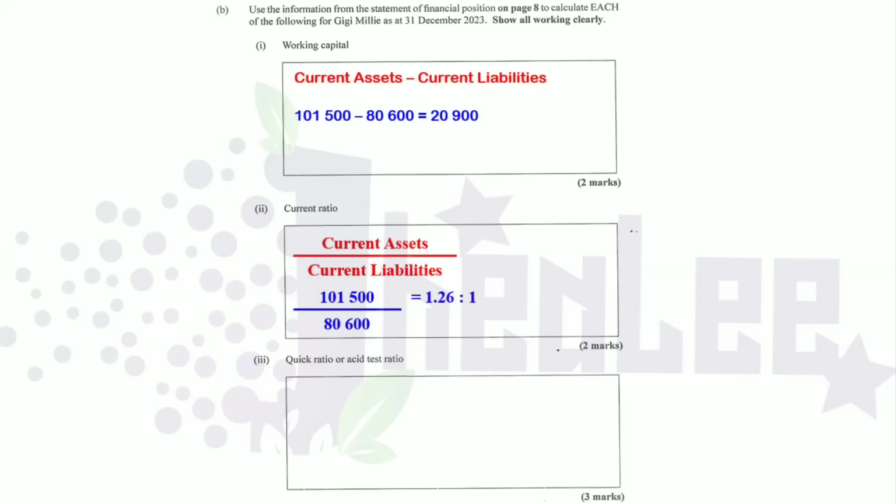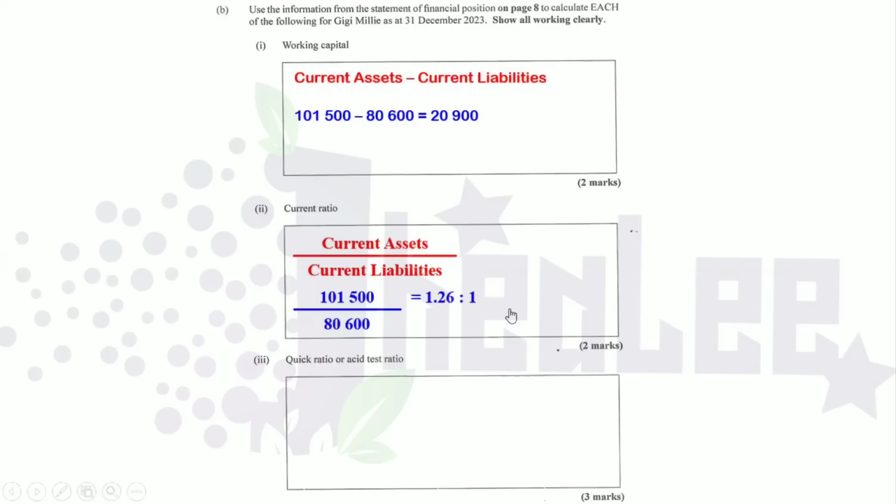So the result is 1.26 to 1. So remember, the current ratio is expressed to 1. And we keep the two decimal places because we were not told to round off to the nearest dollar. So having calculated your current ratio, it is 1.26 to 1, indicating that the business is liquid, yes, but not too liquid. It's saying that for every $1 of current liability, Gigi Millie has $1.26 in current asset.